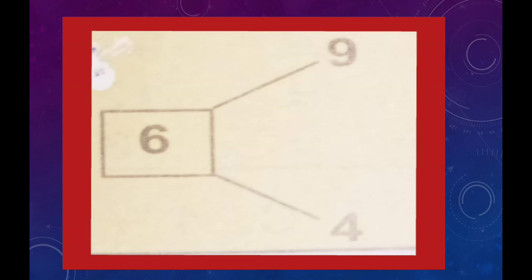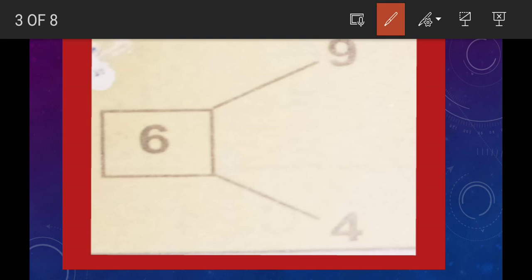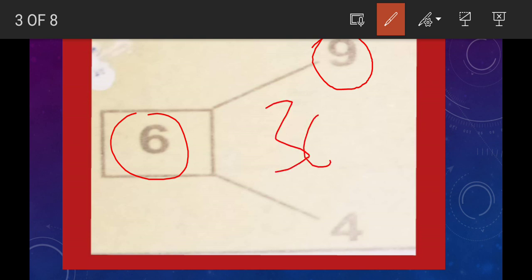Next, assuming 9 was not given, how do we get our 9? You know originally that this 6 you are having here is not 6 but 36. What you just do is divide 36 by 4, and 36 divided by 4 is equal to 9.